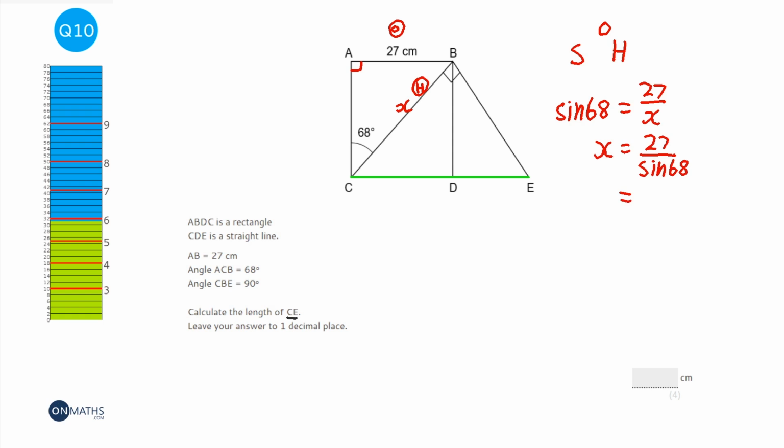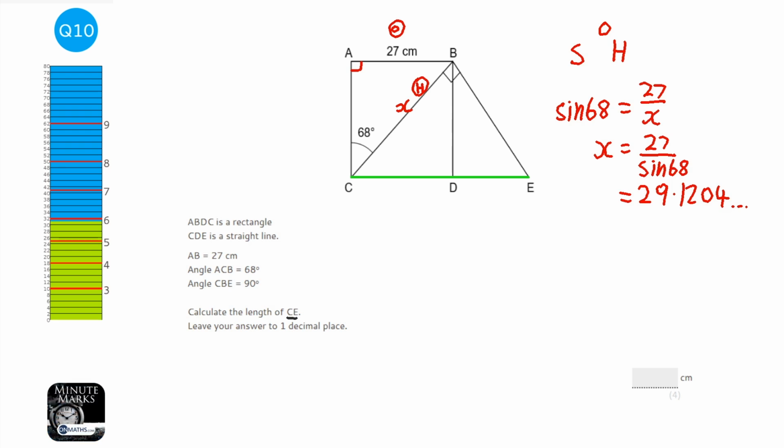And so if I do that on the calculator, 27 over sine 68, and that gives me 29.1204. I just do a few more decimal places than usual because it's not an answer and you should never round your working out. If it's asking for 1 decimal place, I think 4 decimal places should be enough. But I'm going to try and keep it in the calculator if I can.